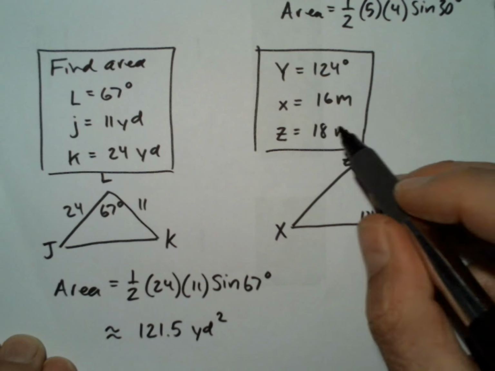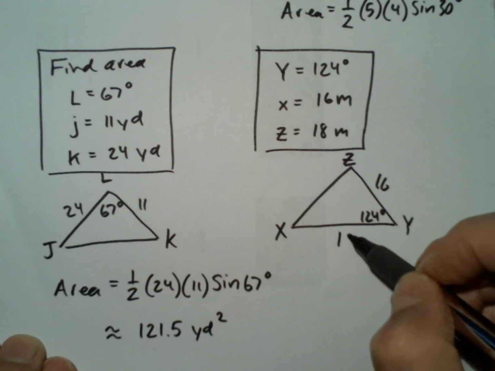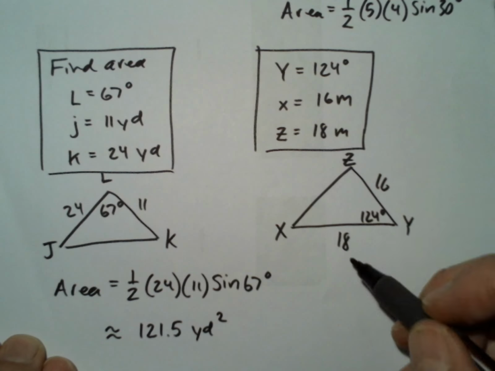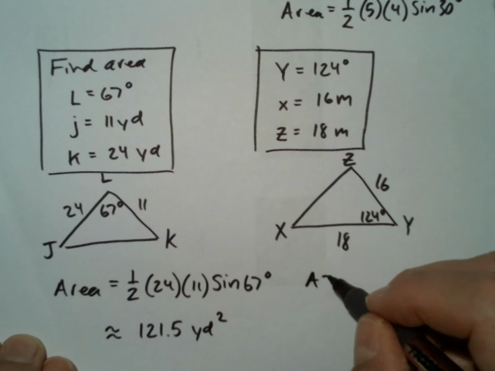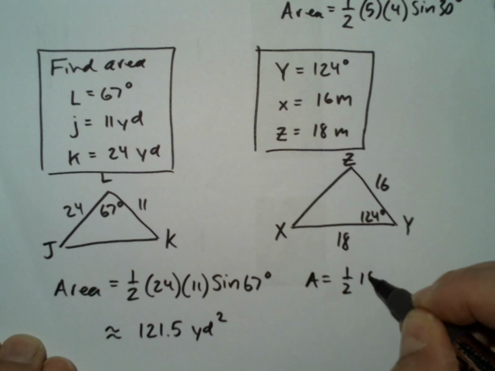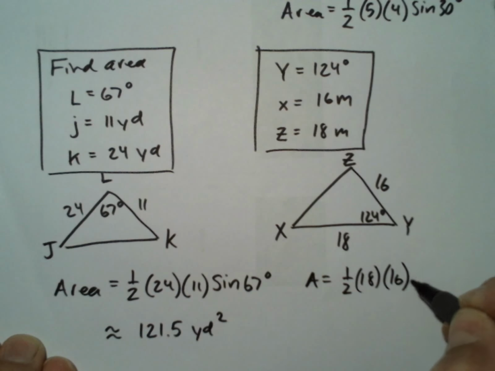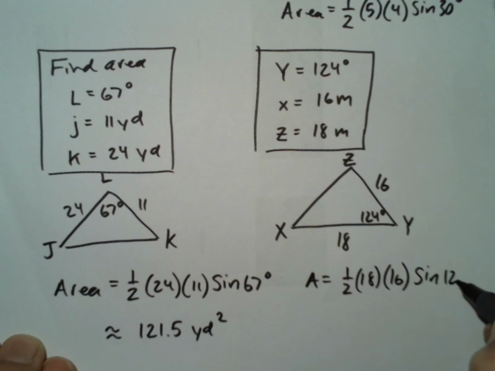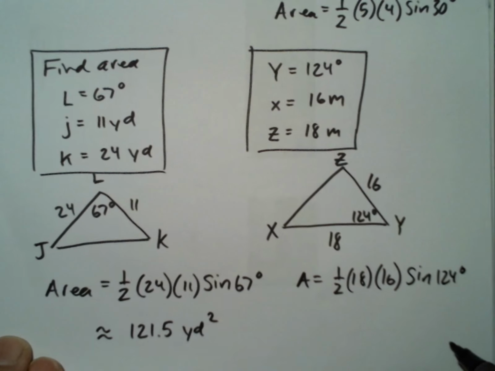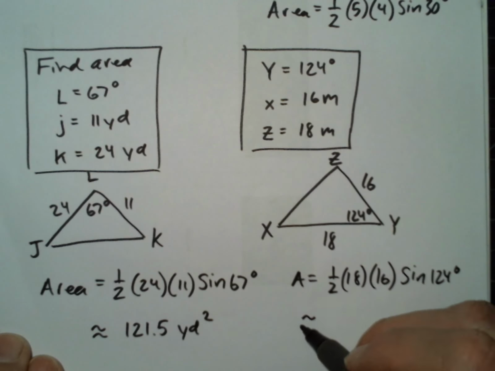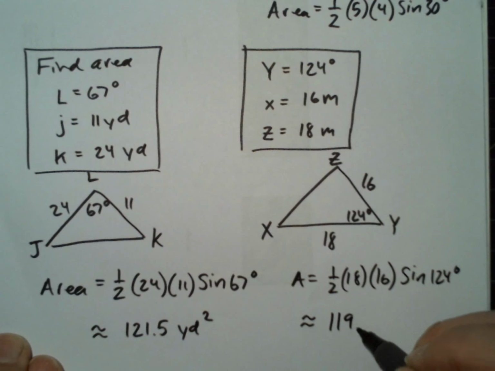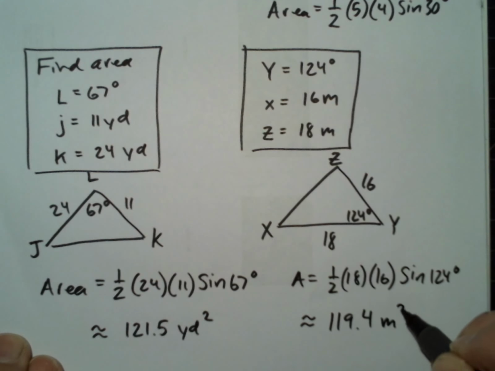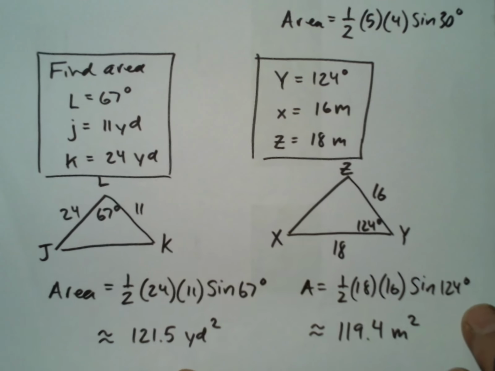X is 16, Z is 18, side-angle-side, so we can use the formula: area is 1/2 adjacent times adjacent times sine 124. So that's what we can use for side-angle-side triangles.